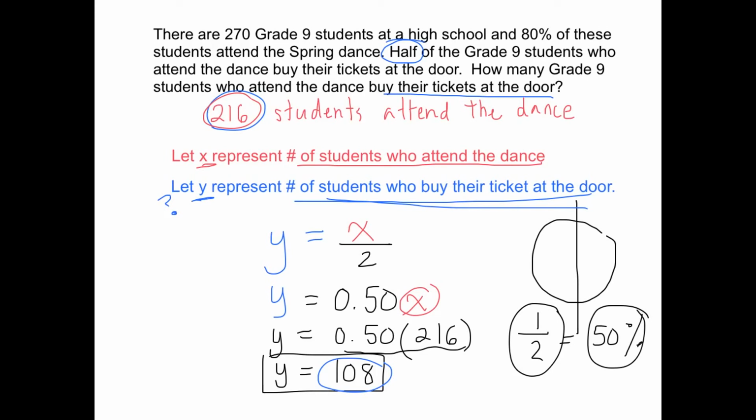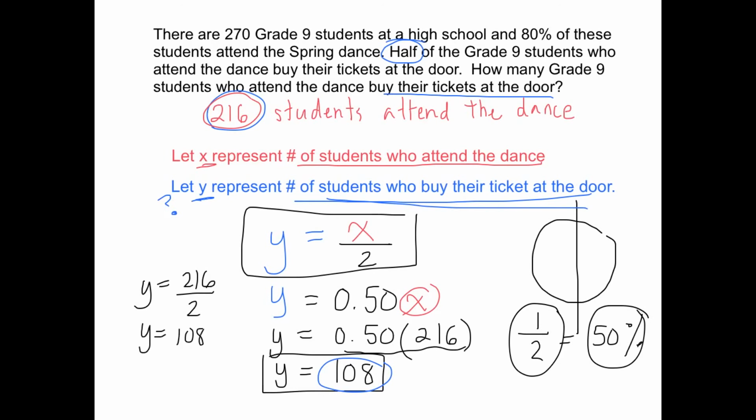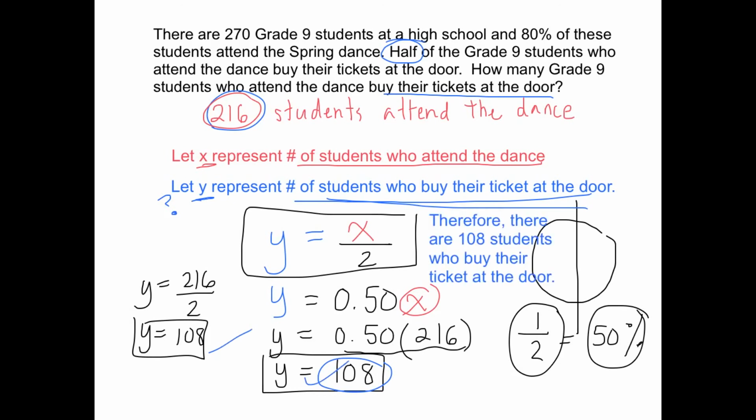Let's check our answer using this equation. Y is equal to 216 divided by 2. That will tell us what half of 216 is. 216 divided by 2 gives us 108. We got the same answer. Therefore, we can conclude that there are 108 students who buy their ticket at the door.